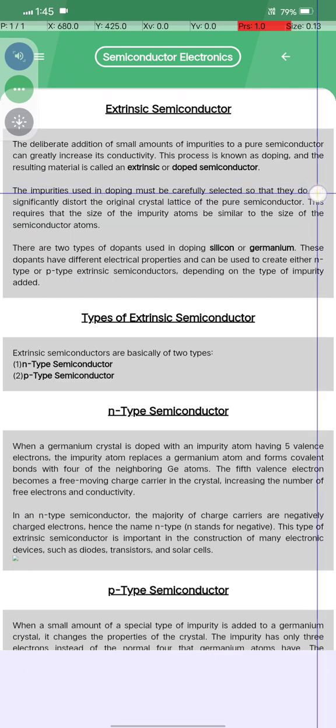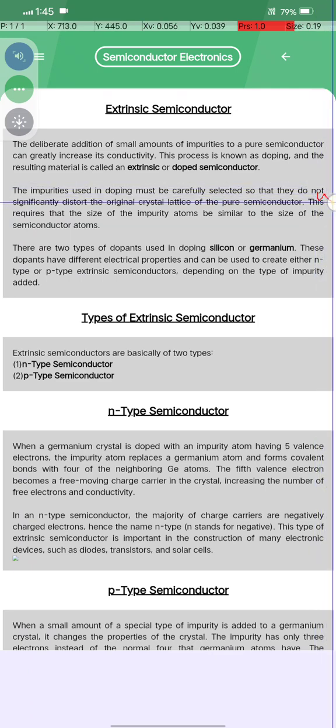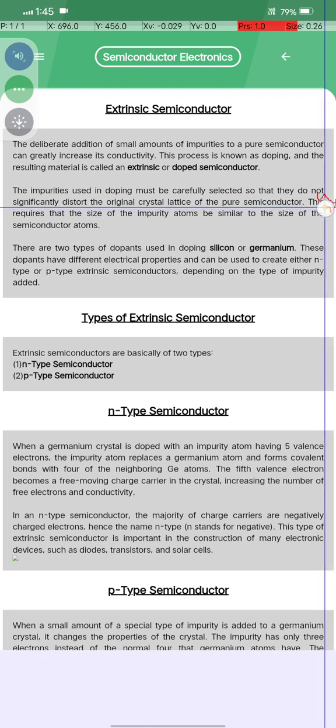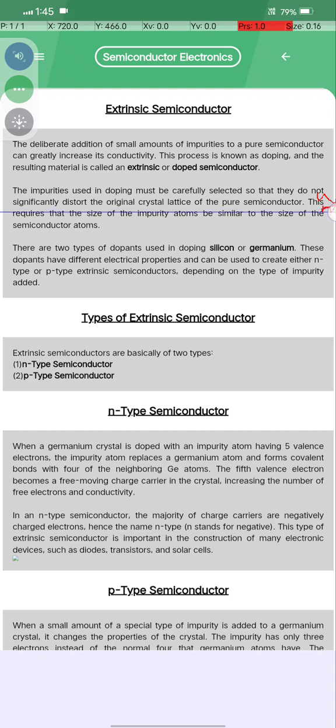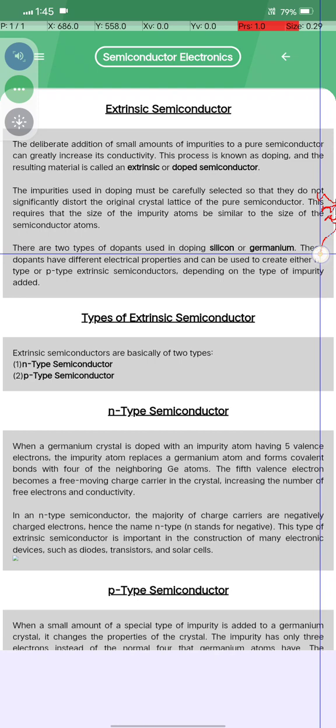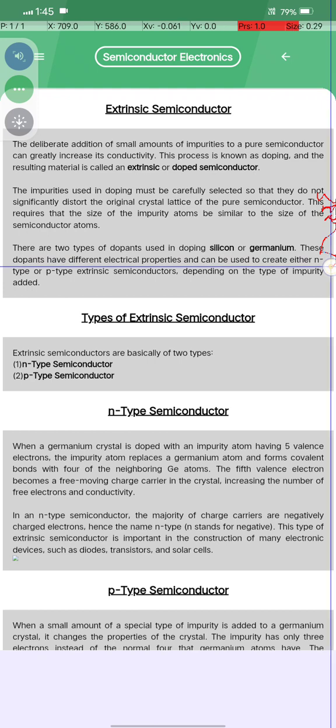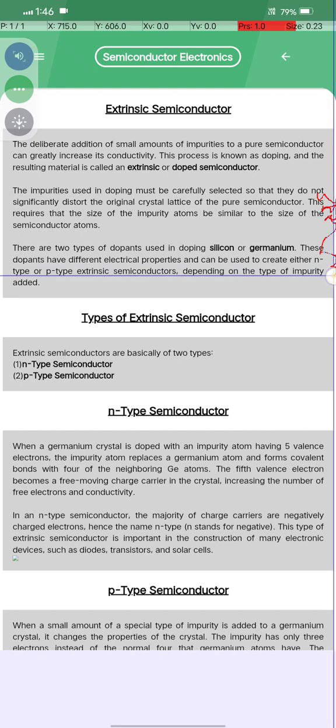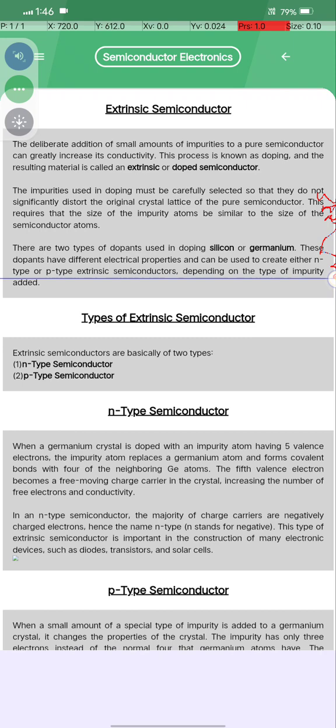उसके बाद कहते हैं, impurities used in doping must be carefully selected so they do not significantly distort the original crystal lattice of the pure semiconductor. This requires that the size of impurity atoms be similar to the size of the semiconductor atoms. There are two types of dopant used in silicon or germanium. These dopants have electrical properties and can be used to create either n-type or p-type extrinsic semiconductor, depending on the type of impurities added.